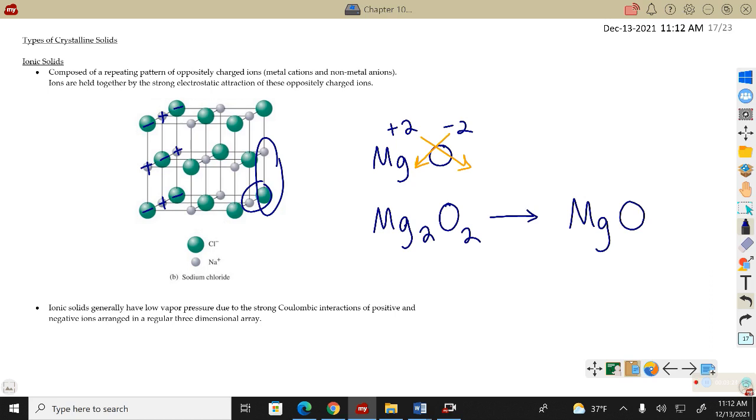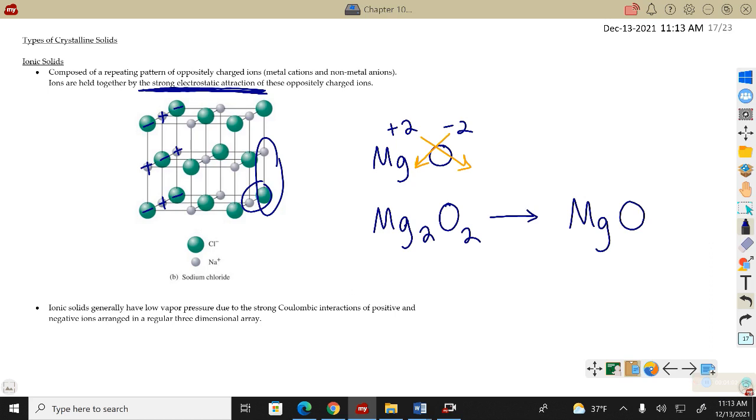But here we would report the formula of an ionic as the simplest repeating pattern in the crystal. So that's why we don't leave the formula as Mg2O2. We could simplify that. It should be a 1-to-1 ratio, alternating positive magnesium ions and negative oxygen ions all throughout the crystal. Now, there's intense attraction between these oppositely charged ions. Super strong electrostatic attraction. That just means that there's attraction between oppositely charged particles. That's what an ion is.